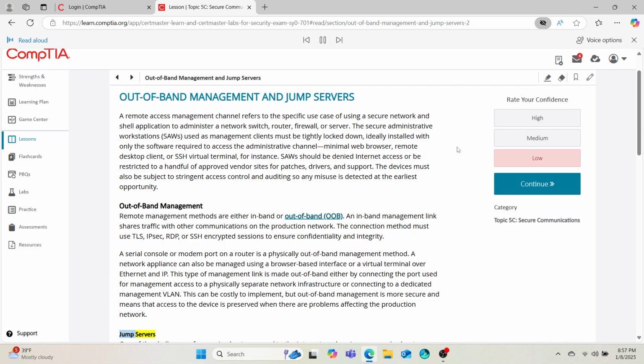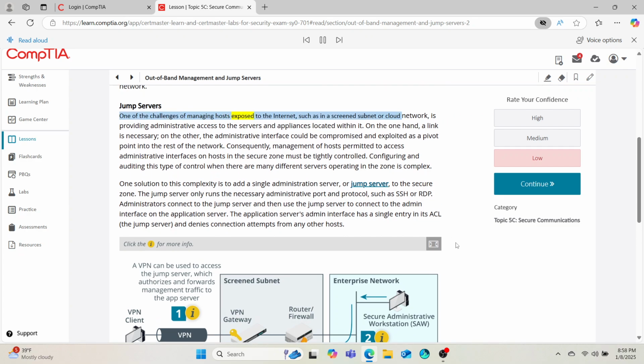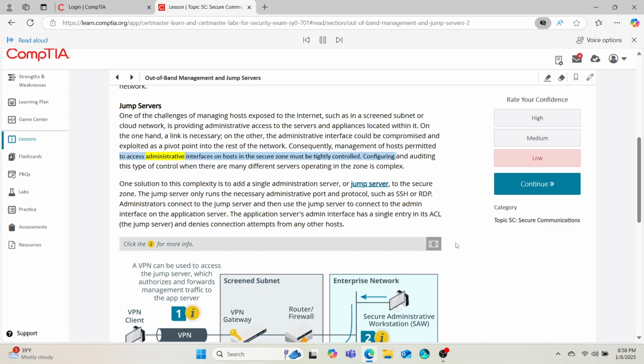Jump servers. One of the challenges of managing hosts exposed to the internet, such as in a screened subnet or cloud network, is providing administrative access to the servers and appliances located within it. On the one hand, a link is necessary. On the other, the administrative interface could be compromised and exploited as a pivot point into the rest of the network. Consequently, management of hosts permitted to access administrative interfaces on hosts in the secure zone must be tightly controlled.